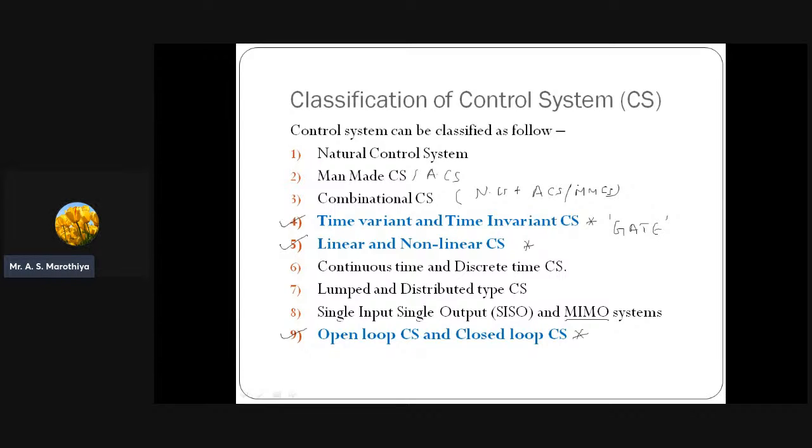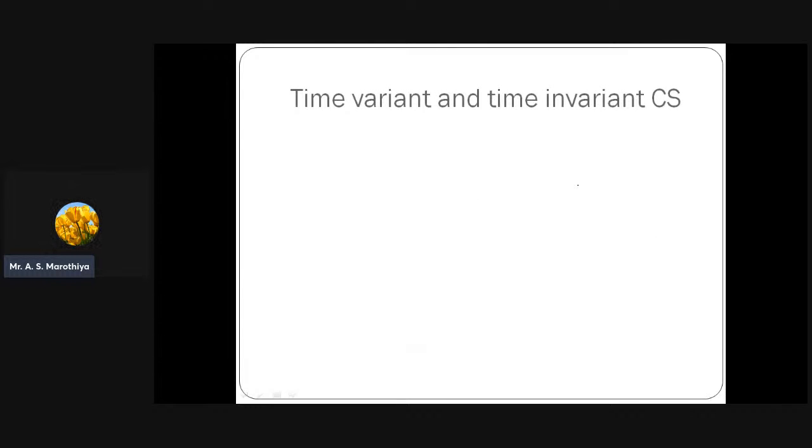Then let us discuss what exactly is the meaning of these three highlighted classifications of control system: time variant and time invariant, linear and non-linear, and open loop and closed loop control systems. So the first portion is time variant and time invariant control systems. Now, this variancy or invariancy we are going to define in case of control systems based on the parameters of a system.